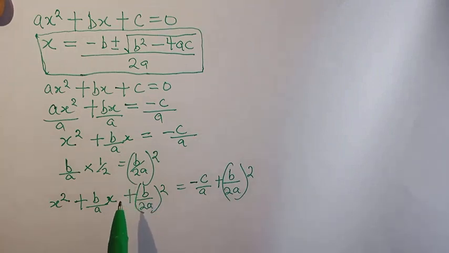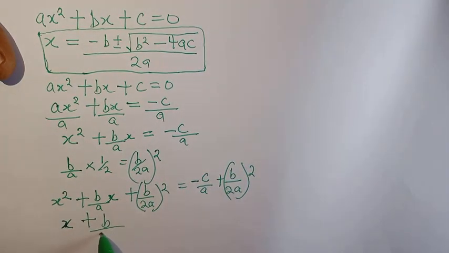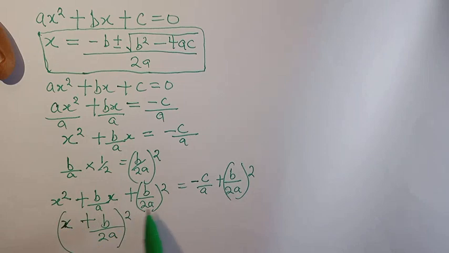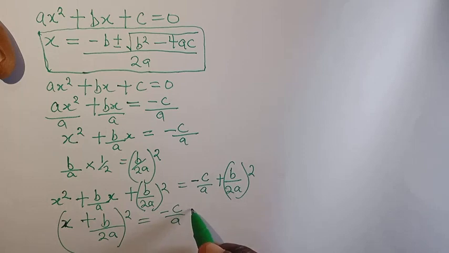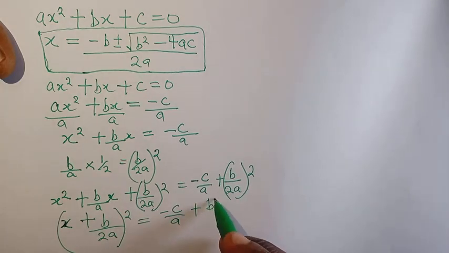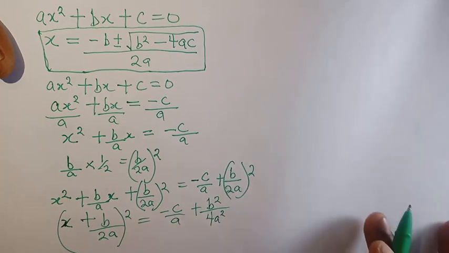Then the next step we're going to take is to factorize this. Okay, we're just going to simplify this. This is x squared plus b over a x plus (b over 2a) squared. So I'm just going to pick this term, (x plus b over 2a) all squared, equals minus c over a plus the square of b is b squared, while the square of 2a is 4a squared.